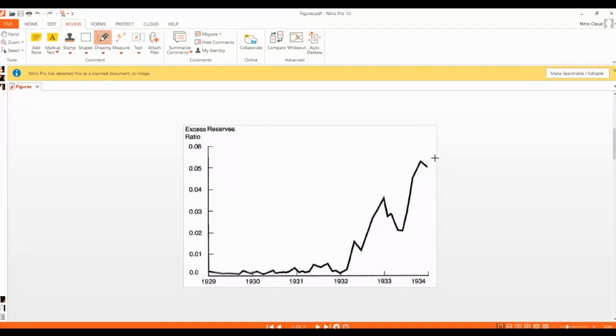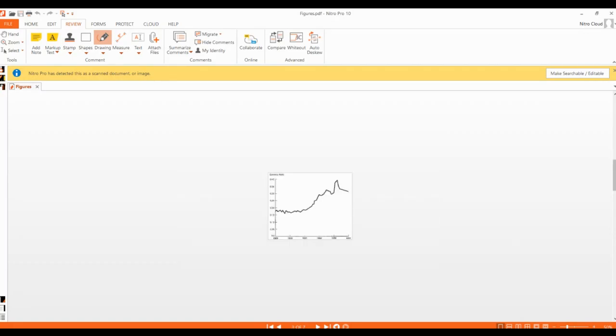But still, remember there is a banking crisis. If banks are failing left and right, you might want to reassure your customers by having extra reserves. So it's reasonable to expect this. But again, it doesn't start until 1932, so something else must have been going on.